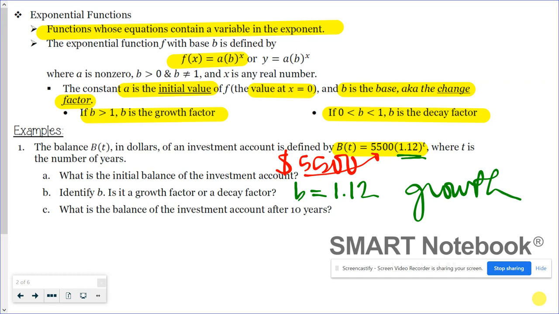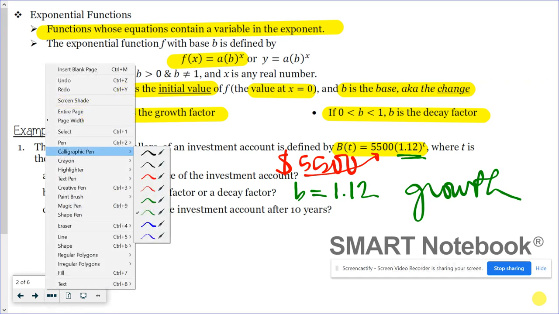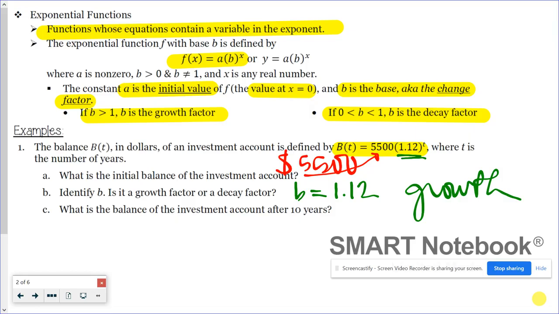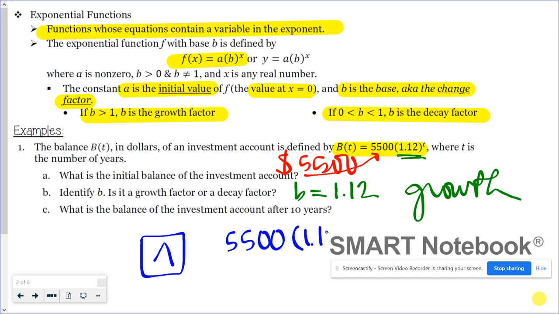What is the balance of the investment account after 10 years? So this you're going to want to use a calculator for. You have a button on your calculator that looks like an upside down V. That's what we're going to use for our exponent. So I'm going to type in 5,500 and then in parentheses 1.12, and then I'm going to hit that caret button, and then in this problem I'm going to type in 10. Okay, and so when you do that, you end up with a balance of $17,082.17.